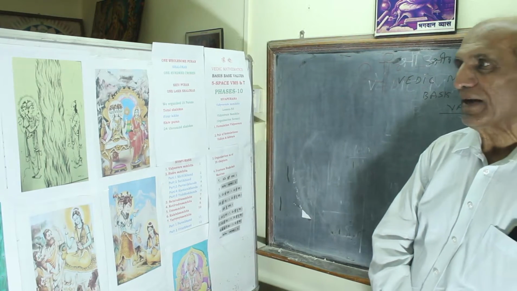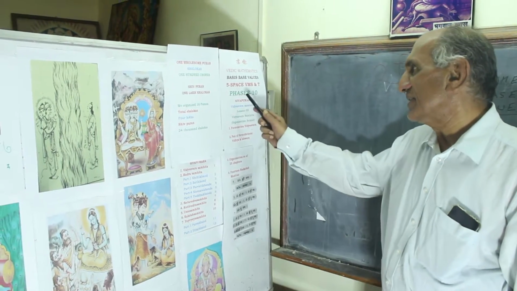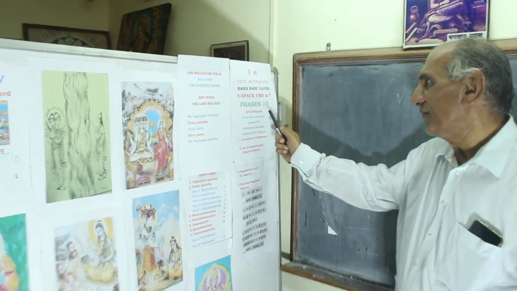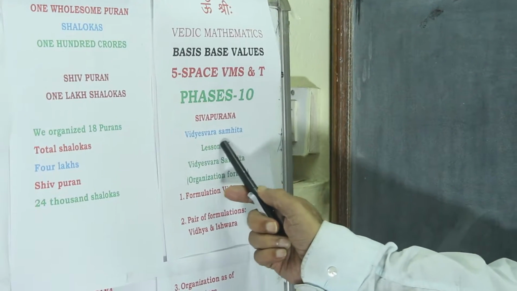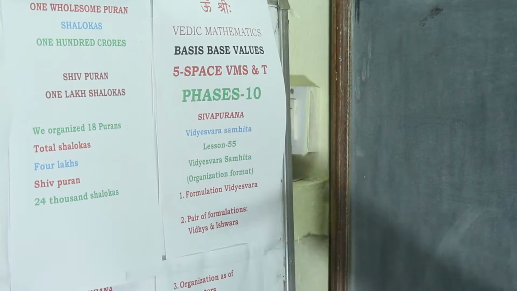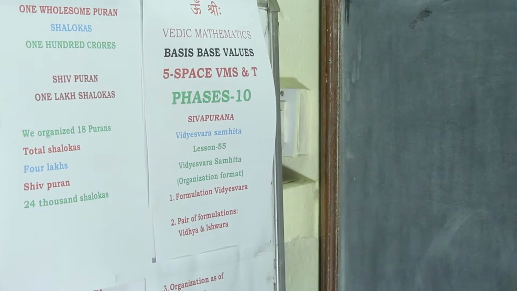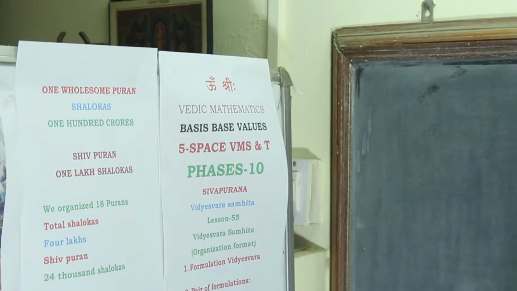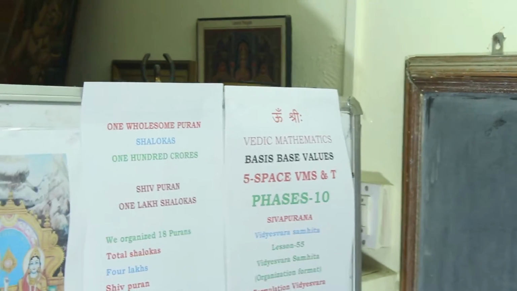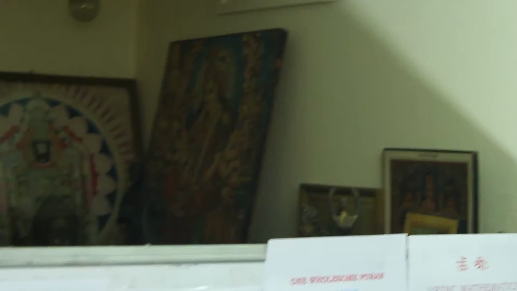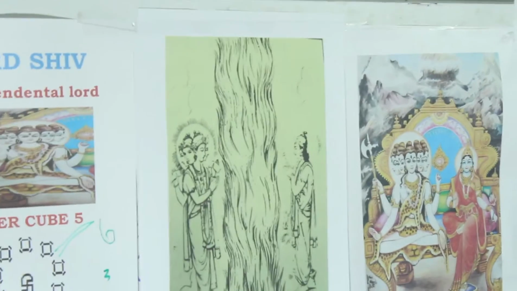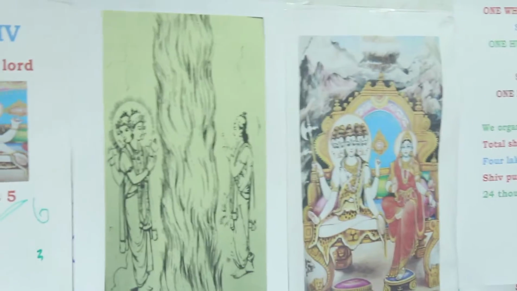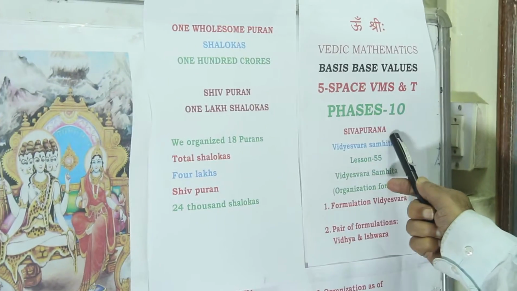Today we are entering phase 10. The focus of phase 10 is upon Vidyeshwar Samhita of Shiv Puran. This way we can say that today formally we are entering the discipline of Vedic Mathematics, Science and Technology. This discipline is an ancient discipline. The textbook Shiv Puran is the ancient 5-page textbook.